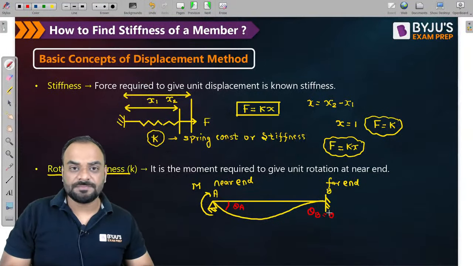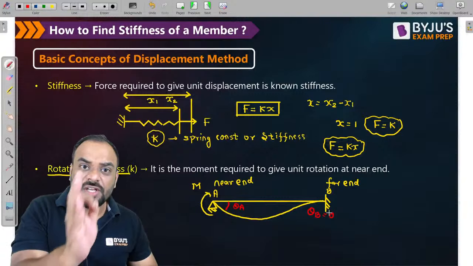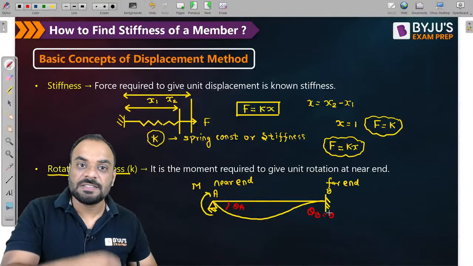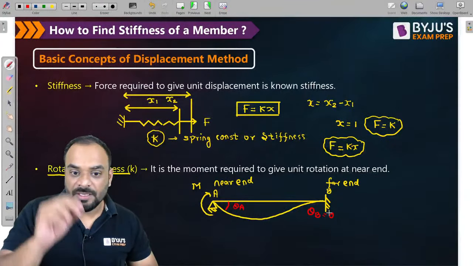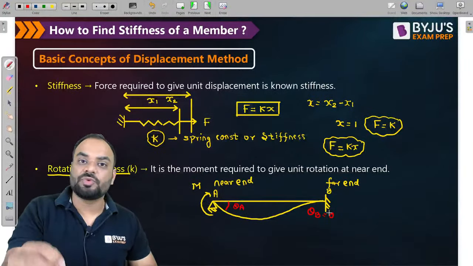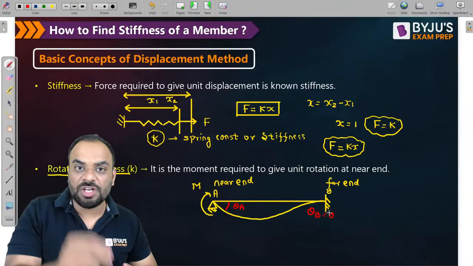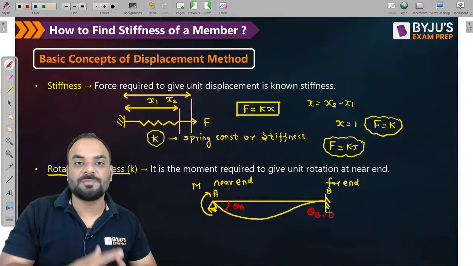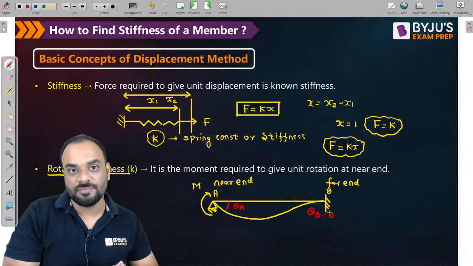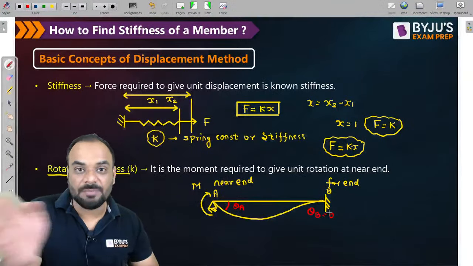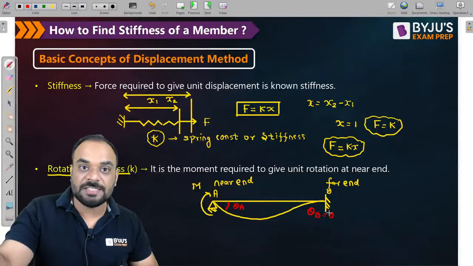Now the question is, the moment required to generate unit rotation is known as stiffness of a member. Let me explain once again. It is the moment required to generate unit rotation at the near end that is known as rotational stiffness, or stiffness, of this particular member. But this stiffness is defined at the near end itself. This value is basically KAB, not KBA, right? Because we have two values. One is KAB and the second one is KBA.